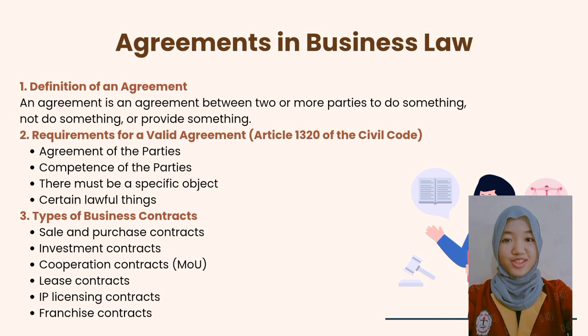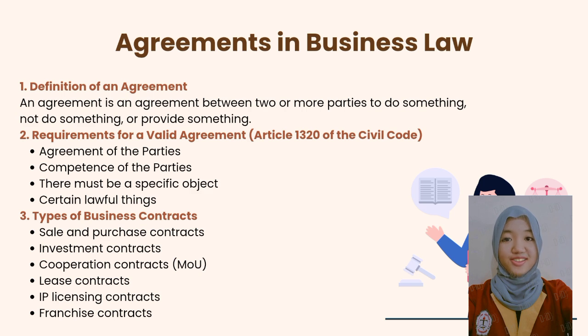Agreements in business law. 1. Definition of an agreement. An agreement is an agreement between two or more parties that creates a legal relationship to perform an obligation, namely to do something, not to do something, or to provide something. In business law, agreements are the primary basis for all trade and cooperation activities, as they create certainty about the rights and obligations of the parties involved. A valid and clear agreement can prevent future disputes and serve as evidence in the event of a dispute.